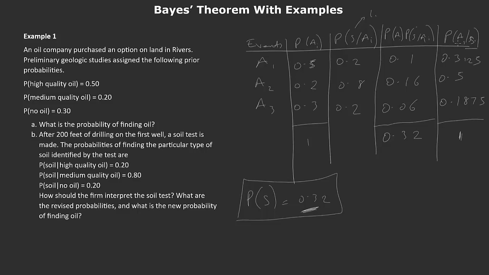Now, what's the decision here? The decision here is there's a higher chance of finding a medium quality oil. Based on this new evidence, we can say that they have a higher chance of finding medium quality oil compared to every other event. So that's just what Bayes' theorem is capable of doing. It's capable of informing or updating belief about something.